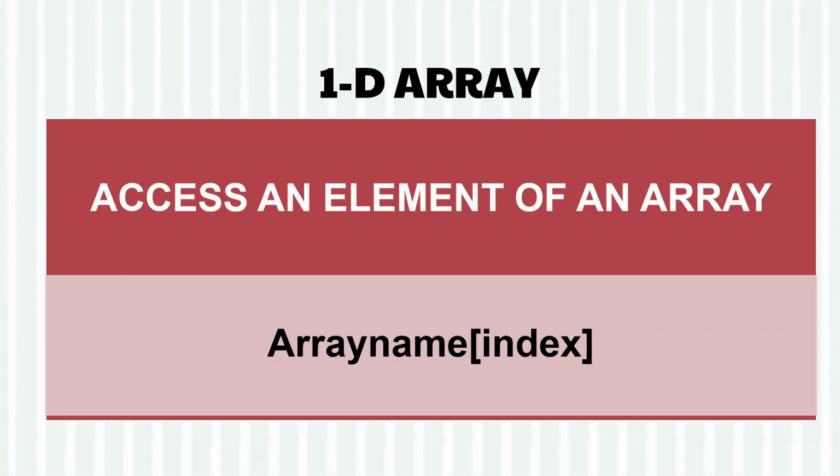We have gone through how to declare an array and how to initialize an array. Now we will see how to access an element of an array in Java. Begin with the name of the array, and then the index of the element is used within the square brackets. Remember, in Java, index values start from 0 for the first element.